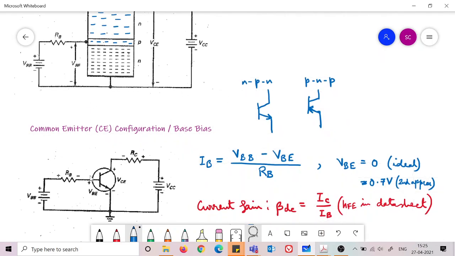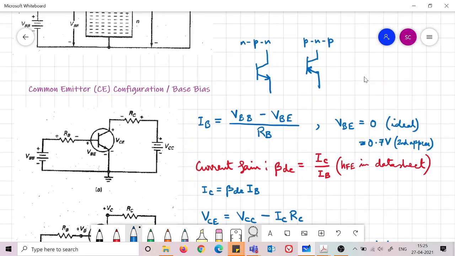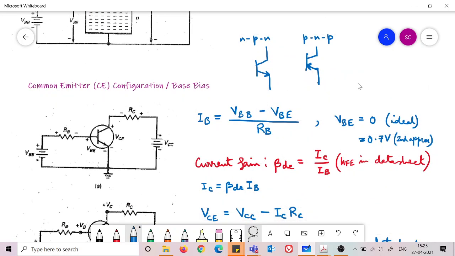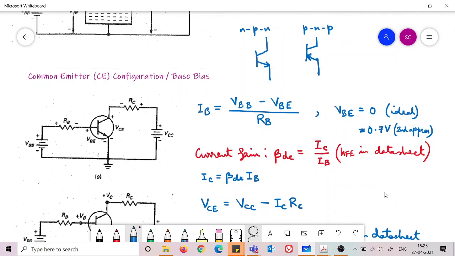So we are discussing NPN transistor, and if I ask you to draw a common emitter configuration of a PNP, you may just change the symbol, but that is not sufficient. You have to change the direction of the biasing voltages also. So keep this in mind, and the direction of the arrows is something that you should keep in mind.